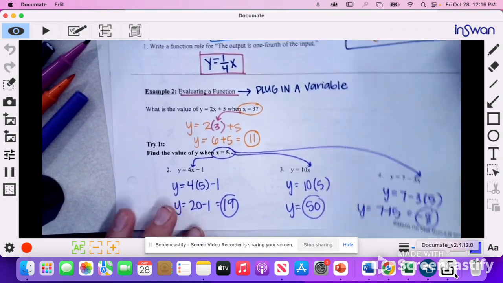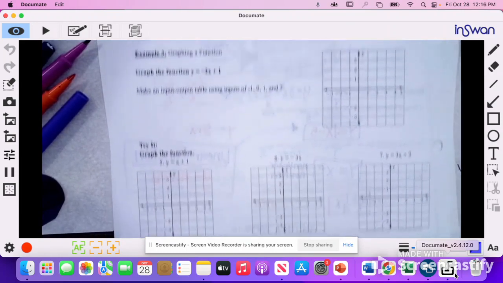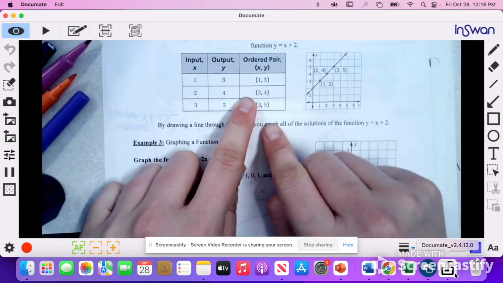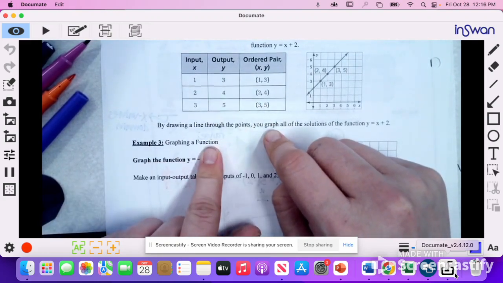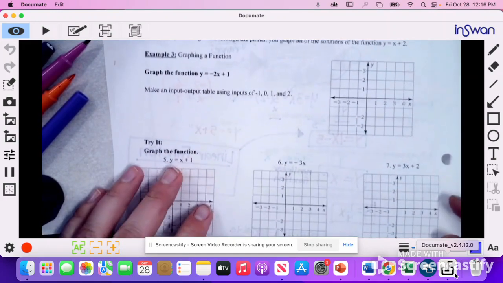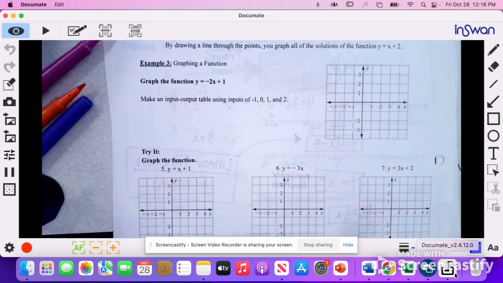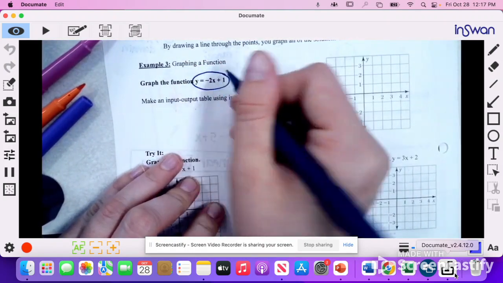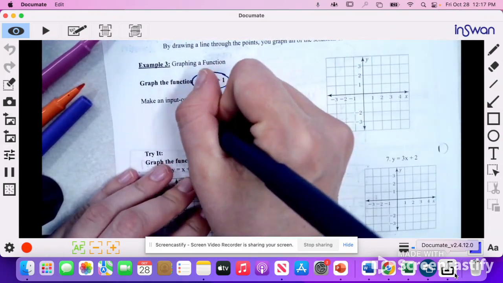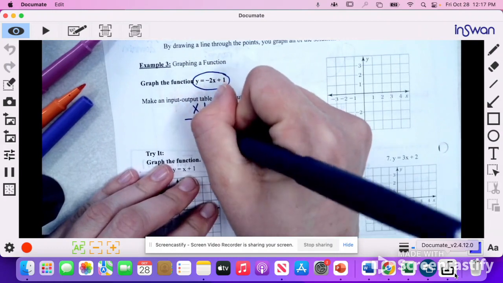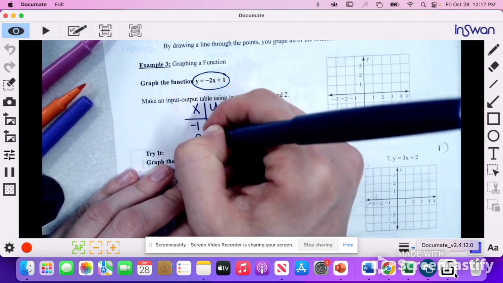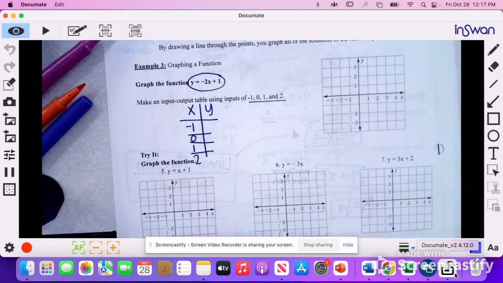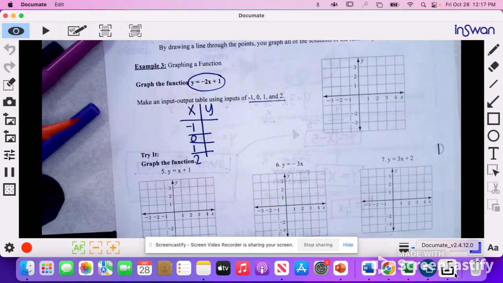The next page is not anything new. We've done this before. We have an input and output table, and then an ordered pair. These aren't new. X and Y tables, we've done them. We did them at the beginning of last chapter. Okay, so we're going to graph this function. Here's our function. I'm going to make an X and a Y table using the points it gives me, -1, 0, 1, 2. And these came from here. I just took them from the problem.